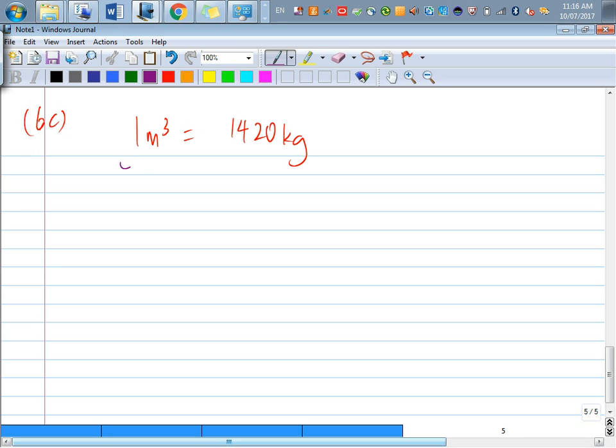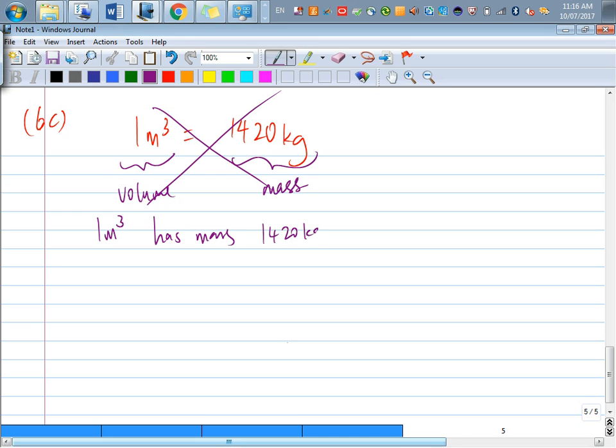Okay, what are we measuring over here? Volume. What is this over here? Mass. Are they the same type of quantity? No, they cannot be equal. Your mass cannot be equal to volume. Rather, how you should write it is 1 cubic meter weighs, or has mass 1420 kilograms. Okay, this is how you should be presenting it.